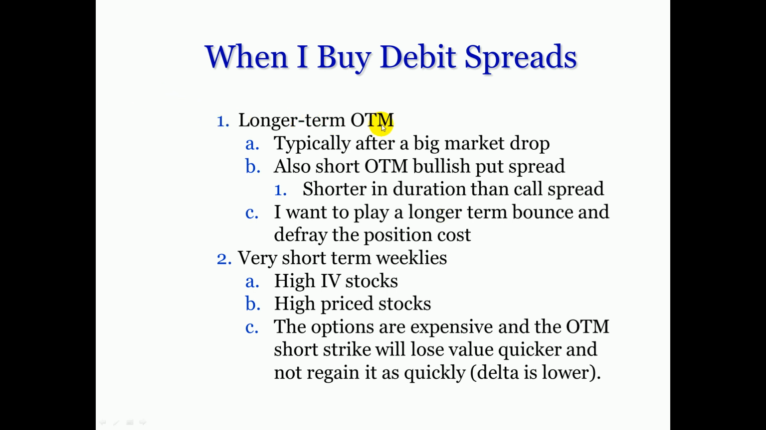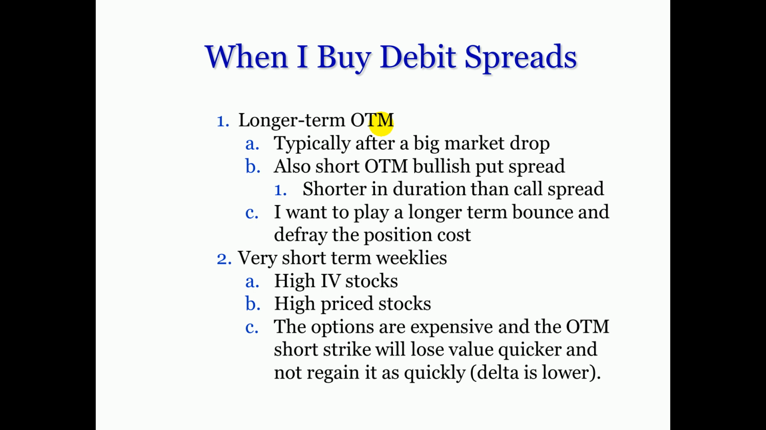And this is in a longer term position, and it would be after a big market drop. So let's say that in March, April, when the market had really come in hard after the coronavirus hit the United States, there you'd be looking to buy out of the money longer term options that might have a 3 or 4 month time span.